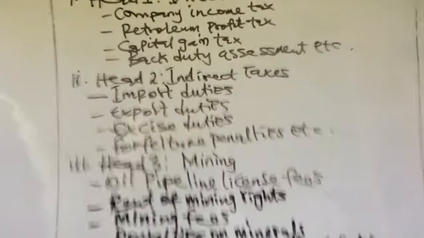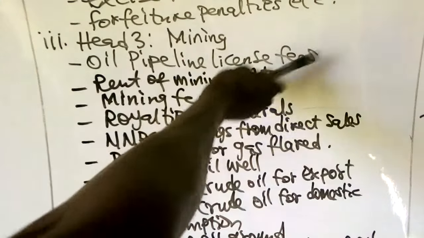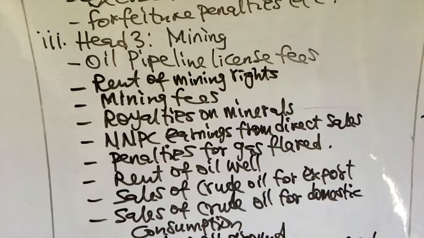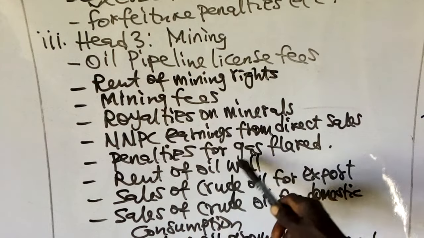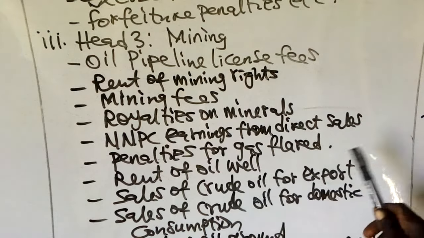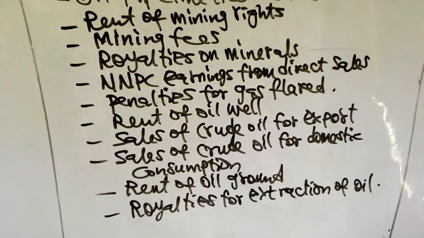Then the third revenue head that will go into the Federation account is mining. The examples include oil pipeline license fees, rent of mining rights, mining fees, royalties on minerals, NNPC earnings from direct sales, penalties for gas flared, rent of oil well, sales of crude oil for export, sales of crude oil for domestic consumption, rent of oil ground, and finally royalty for extraction of oil. Those are the three revenue heads that go into the Federation account.